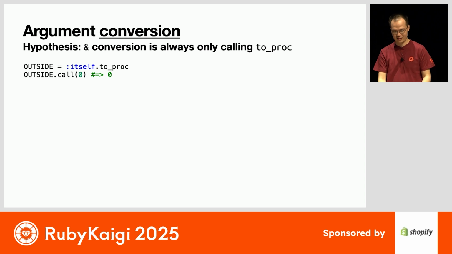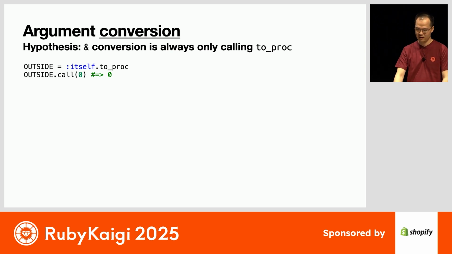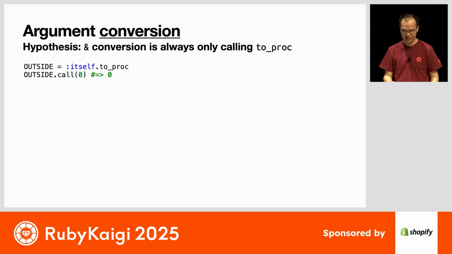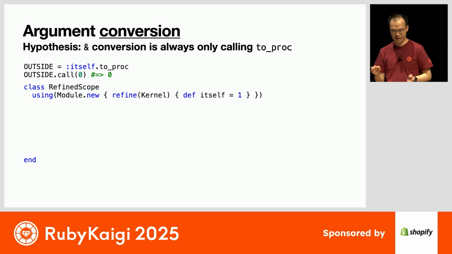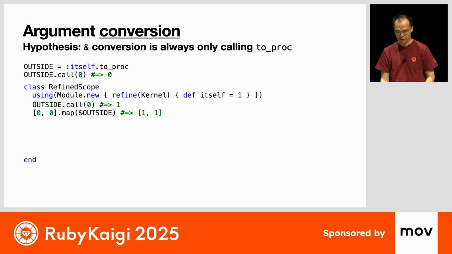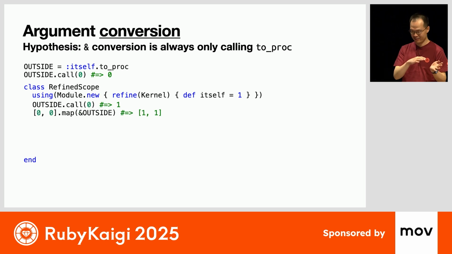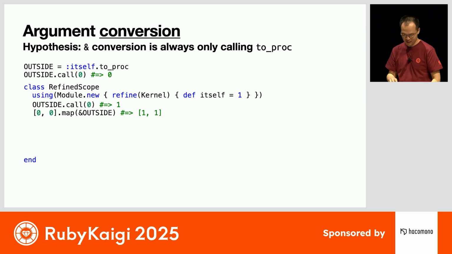Now, here's some more evidence that symbol block arguments do more than just call to_proc. We can call to_proc on a symbol and get an identity function proc. It just returns whatever you pass it, 0 in this case. Now, let's have the same redefined definition of itself again. We can call the proc created outside of the refined scope, inside the refined scope. And the refinement does have influence, so we get 1 back. So far, you can still explain this as ampersand calling to_proc.